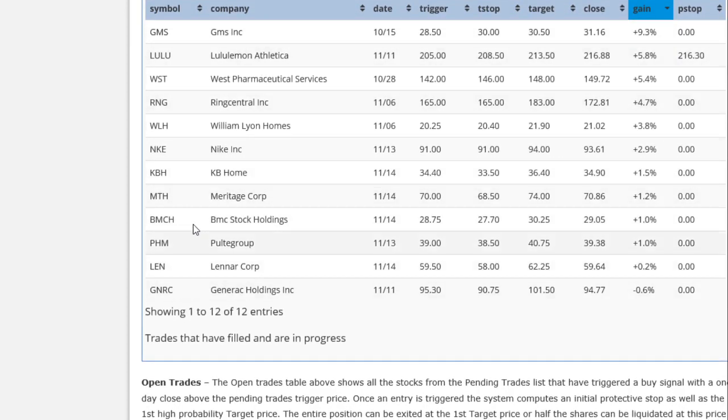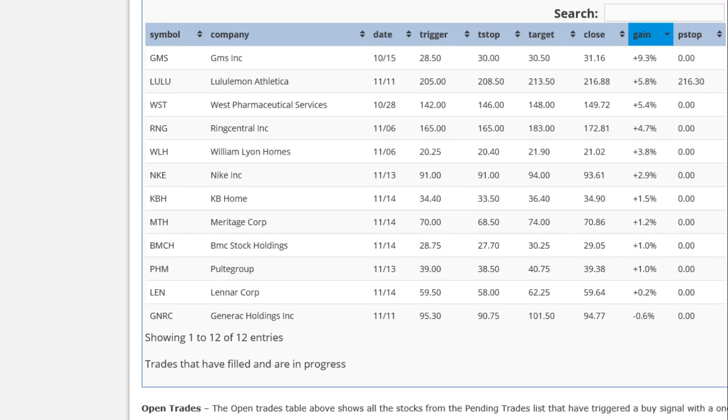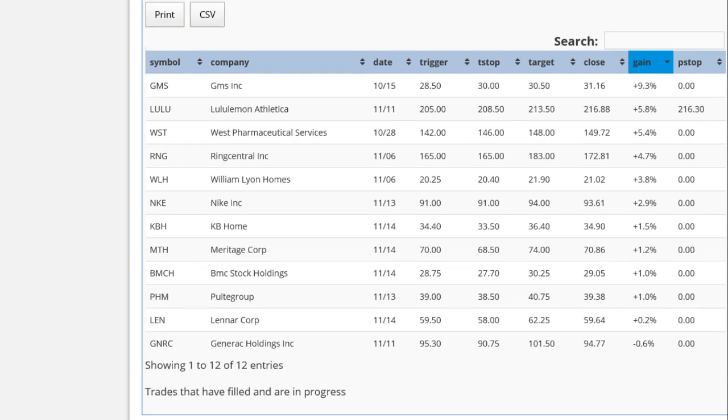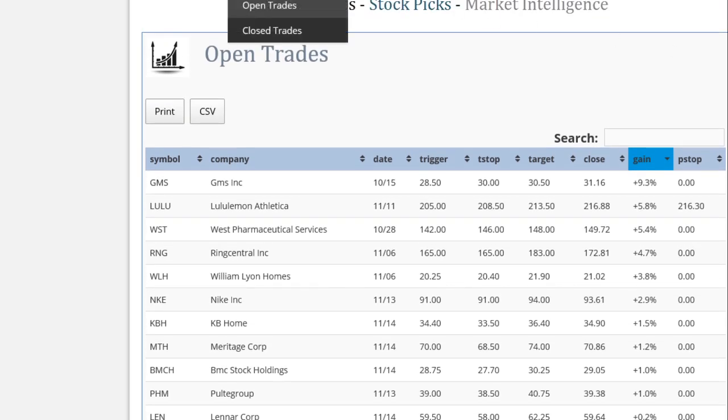All these open trades, bunch of home builders. I wouldn't really want to be in more than one or two of the home builders, to be honest with you. And so I pointed out which ones I thought looked the best. There's a couple of them. You got Lulu and Nike on here, and the GMS, of course, which we looked at, and so basically everything looking pretty good.